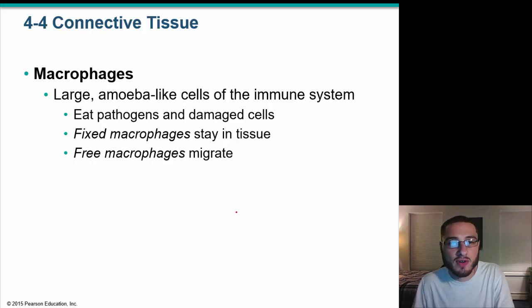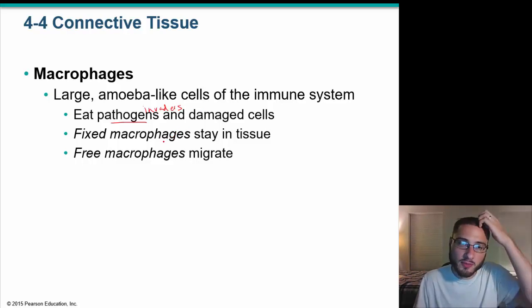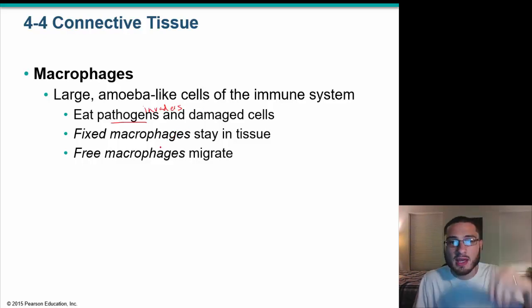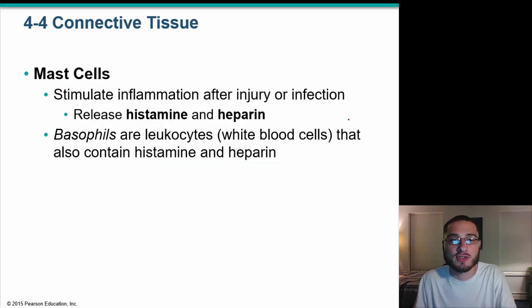You have macrophages, which are part of the immune system. They're going to eat pathogens or invaders and any damaged cells that we want to break down so that they're not just sitting around lingering. Fixed macrophages stay in cells, and then you have free macrophages, which are migrating throughout the body through the circulatory system in order to patrol the body and maintain your health as part of the immune system.